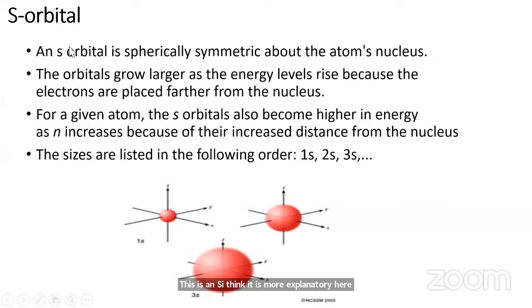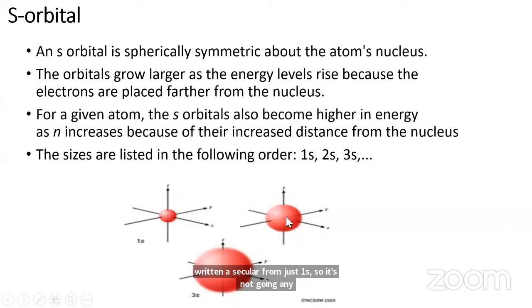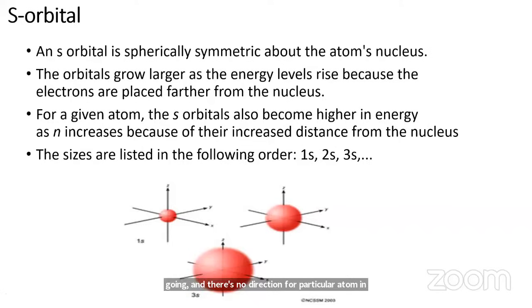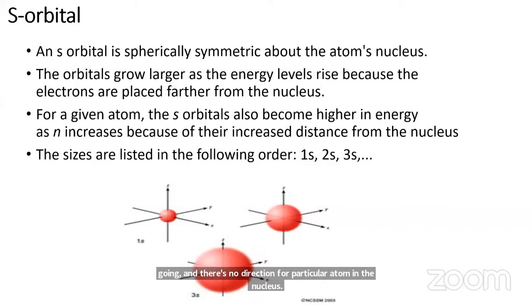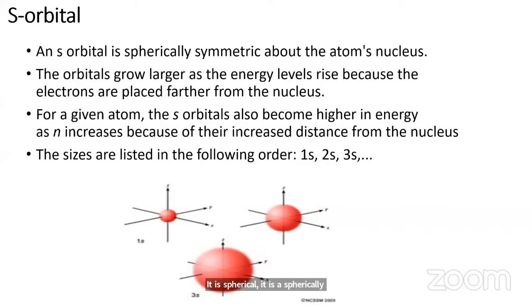The s orbital is the orbital that is spherically symmetrical. What it means is that it does not have any direction. If you look at this, you have it in a circular form, just one circle. So there is no particular direction from the nucleus. It is spherically symmetric about the atom's nucleus.